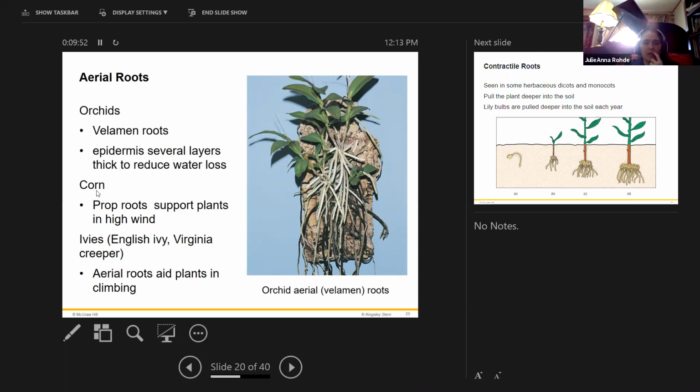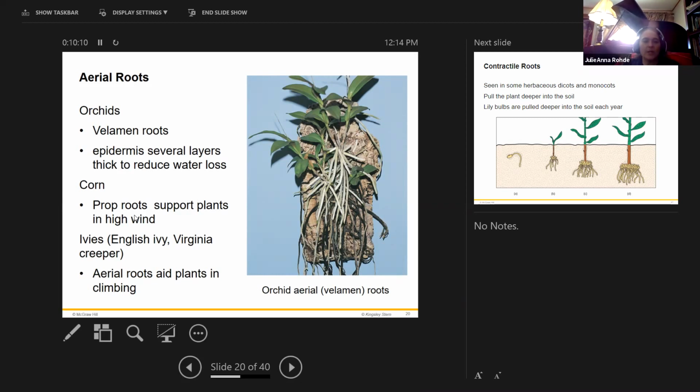Corn has prop roots, and if you've ever grown corn, it's tall. It's a grass. Strong winds can really blow it over really easily. That's called lodging.